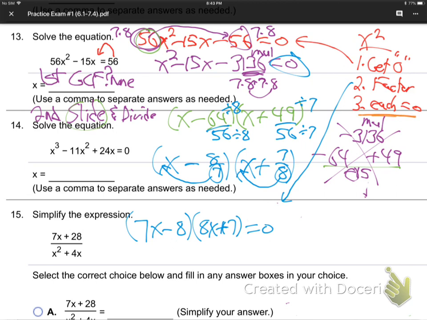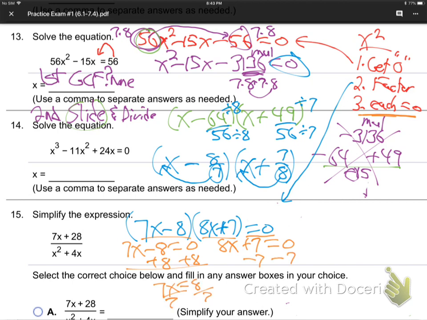Each one equals 0. So 7x minus 8 is 0, or 8x plus 7 is 0, and then solve it. So add 8, right? Because if two things multiply to equal 0, either one could be 0. So 7x is 8, divided by 7, or subtract 7 here. 8x is minus 7 divided by 8. So the answer is 8/7, comma, minus 7/8. That's a hard one. Number 13, on to 14.